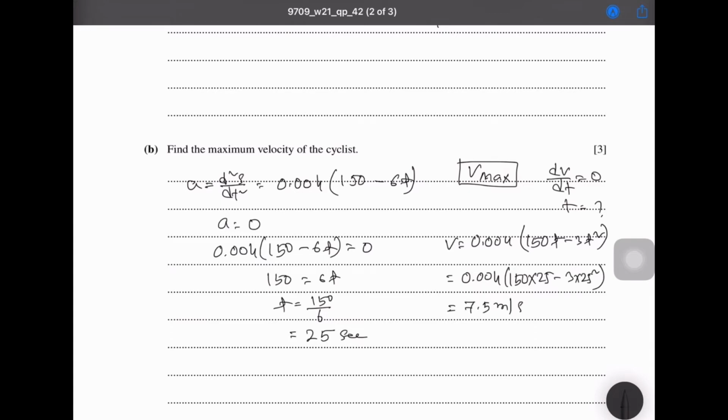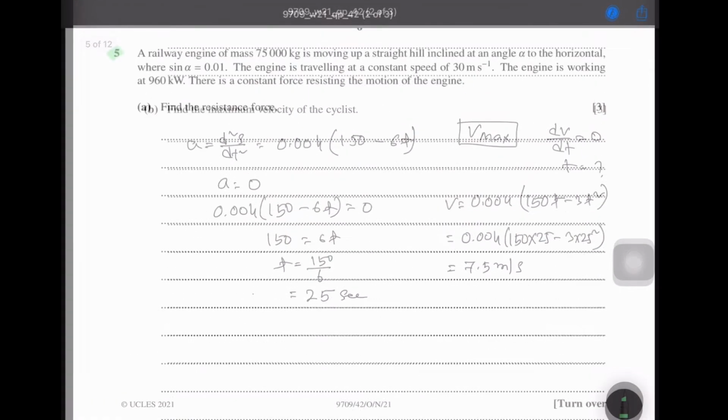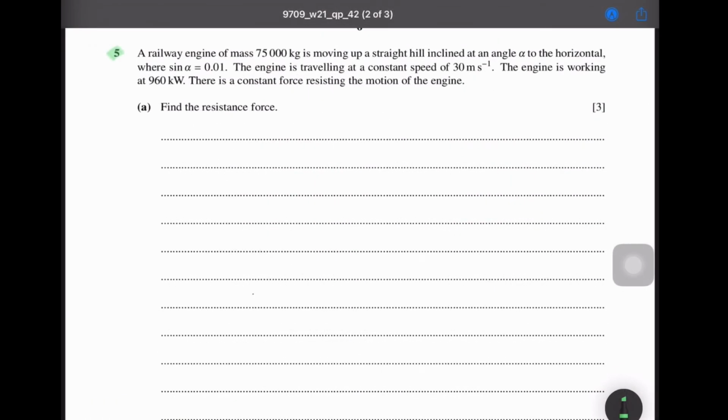7.5 meter per second. A railway engine of mass 75,000 kg is moving up a straight hill inclined at an angle alpha to the horizontal and sin alpha equals 0.01. Engine is traveling at constant speed. We know that constant speed means zero acceleration. Its speed is 30 meter per second. Engine is working at 960 kilowatt. Its power is 960 kilowatt, and there is a constant force resisting the motion of the engine. We need to find out that resistance.